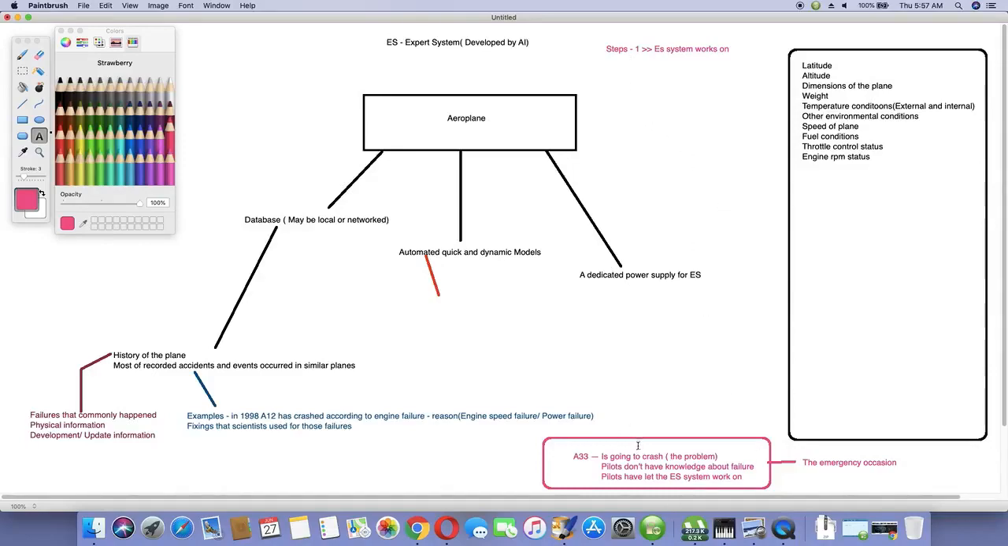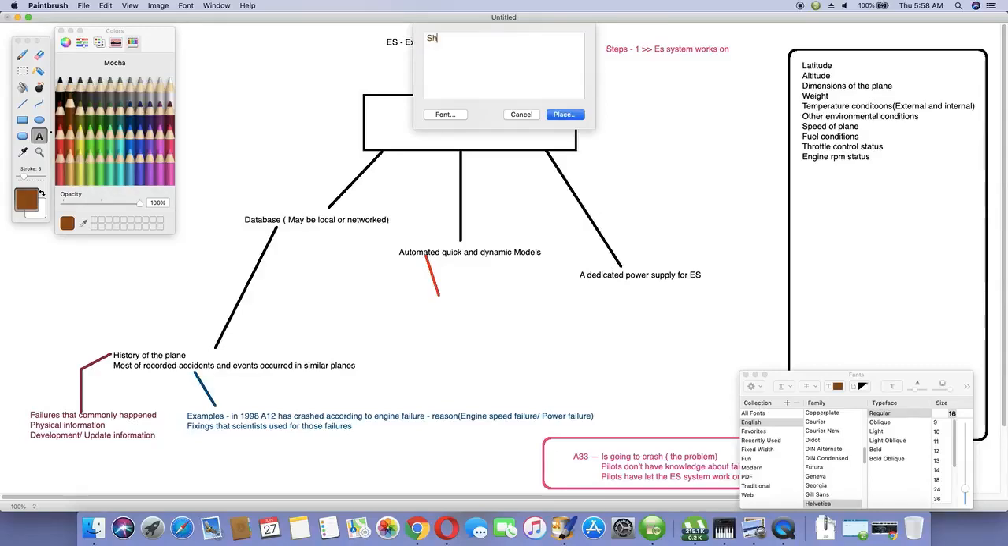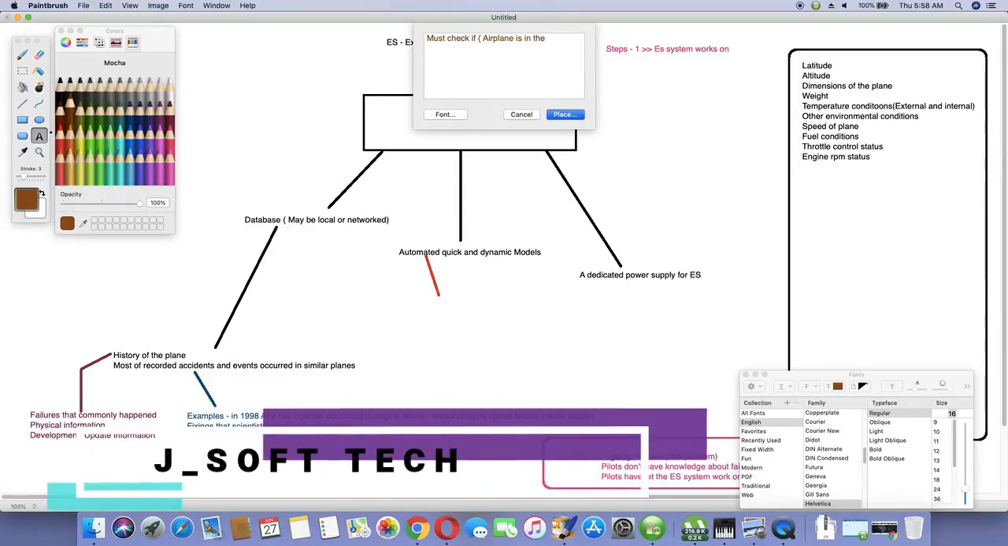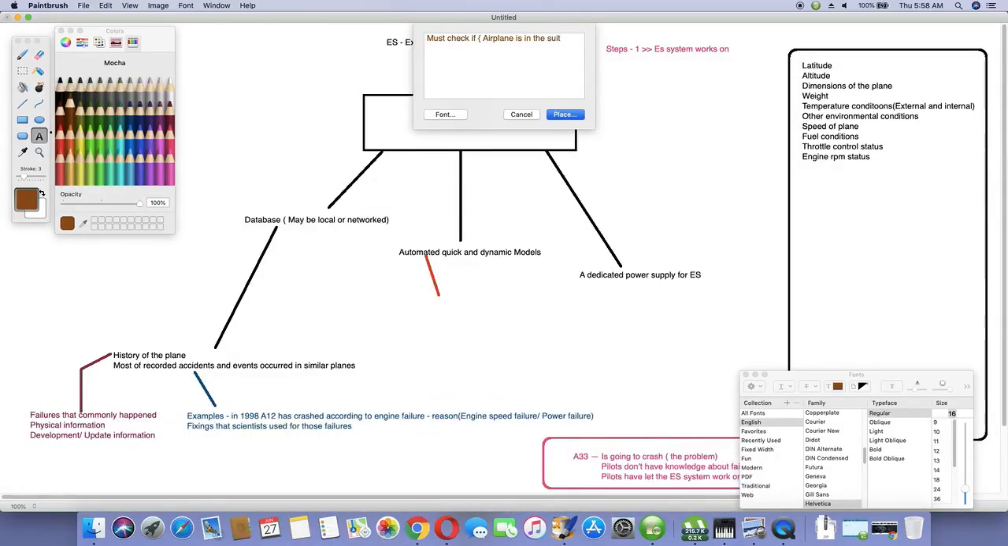Now the pilots, no, absolutely not. The ES system should automatically identify the problem. So the ES system first checks, and it must check if the airplane is in a suitable condition.